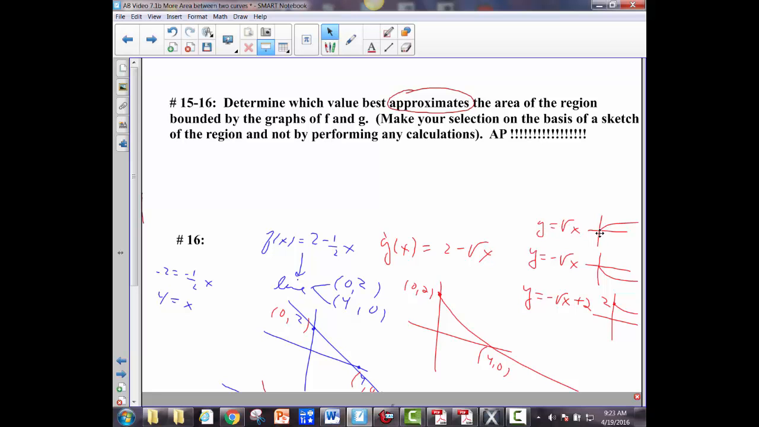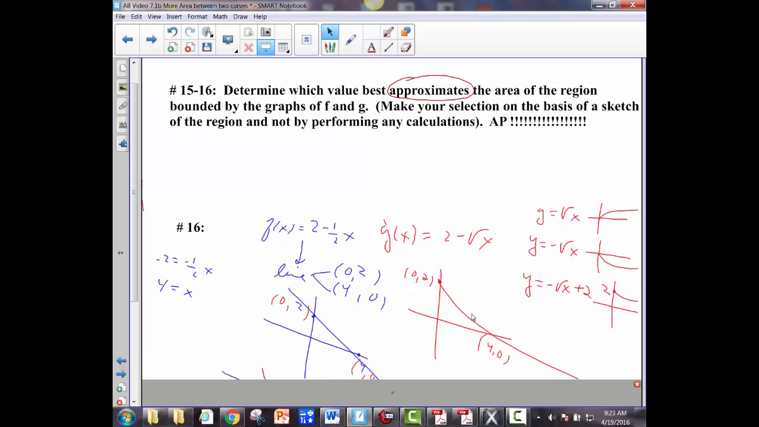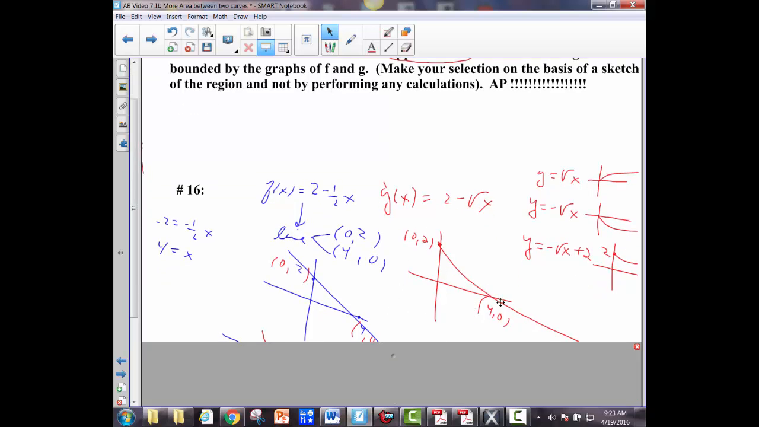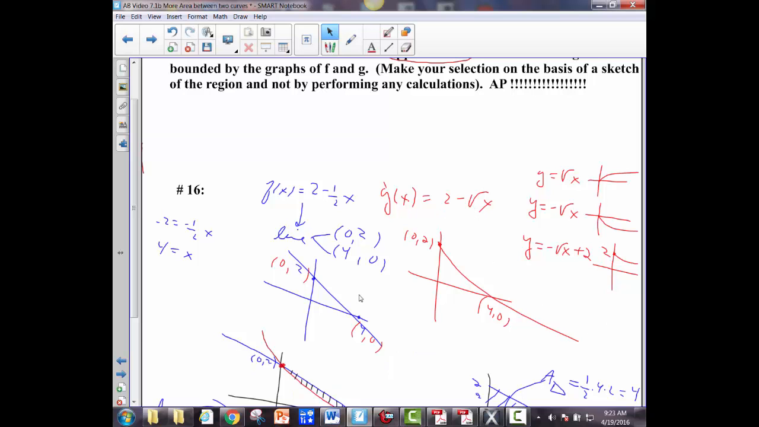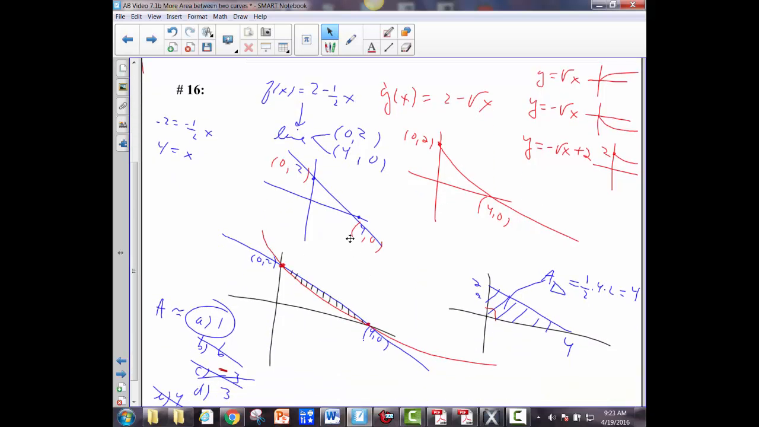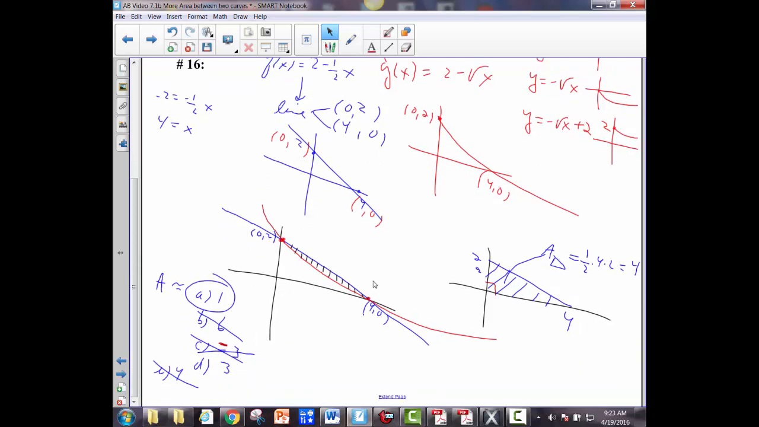Well, of course, here's root x, which is that half sideways parabola. Negative root x, you'd flip it over the x-axis, and then we move it up 2. And again, I'd find the x and y-intercepts, not very difficult to find. You already have the y-intercept. For the x-intercept, replace y by 0, you'll find out that x is 4. Now, it turns out that they intersect at (0, 2) and at (4, 0). They intersect at their two intercepts.